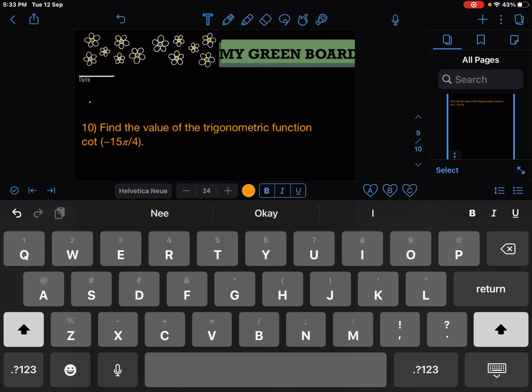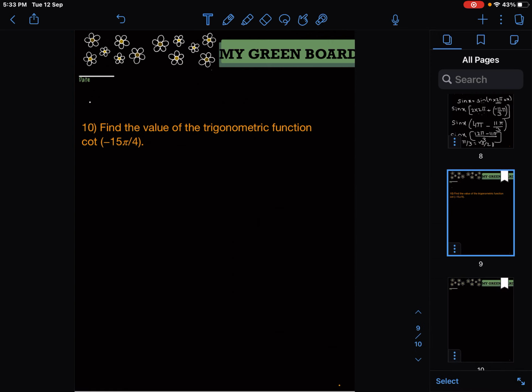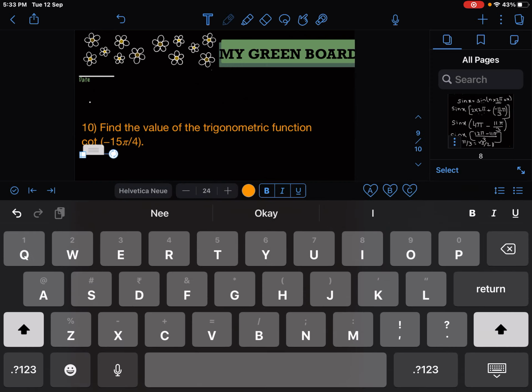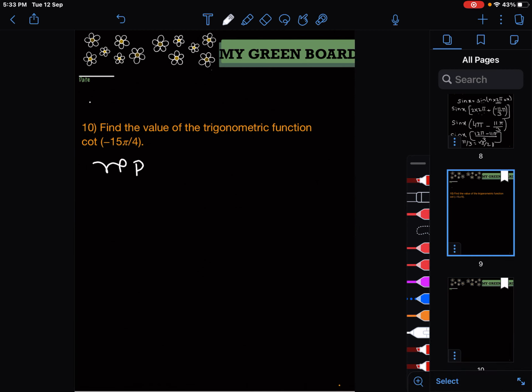Oh, cot is given. Okay, so we know that cot and tan repeat after every pi, that is 180 degrees. So what we can write here is: cot repeats after every 180 degrees. Okay, pi or 180.